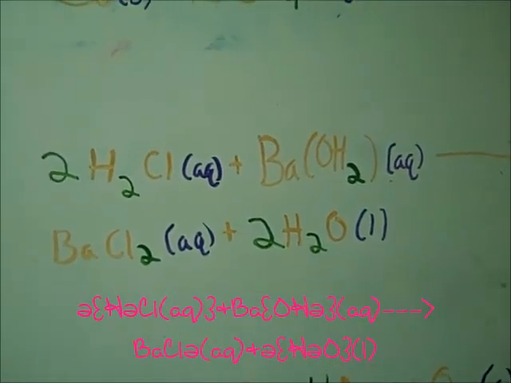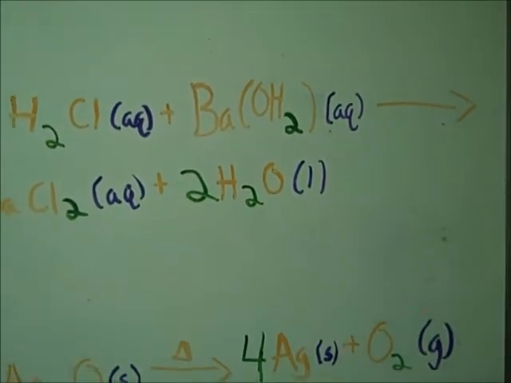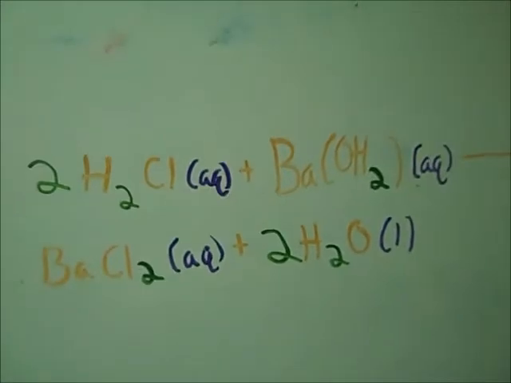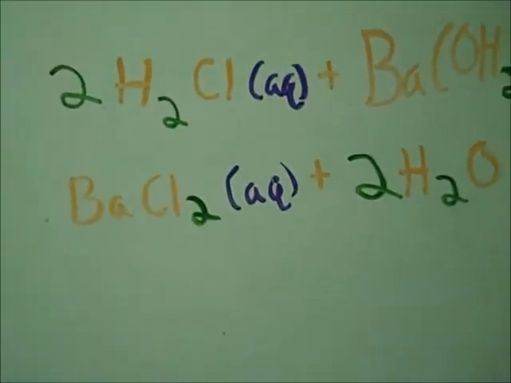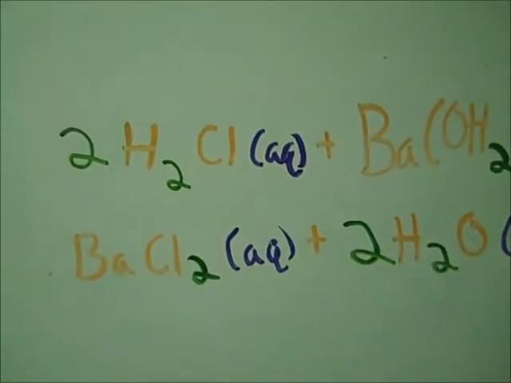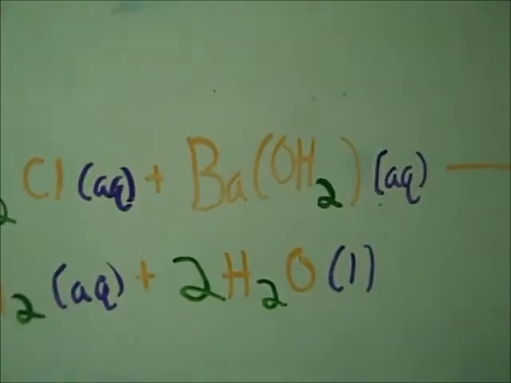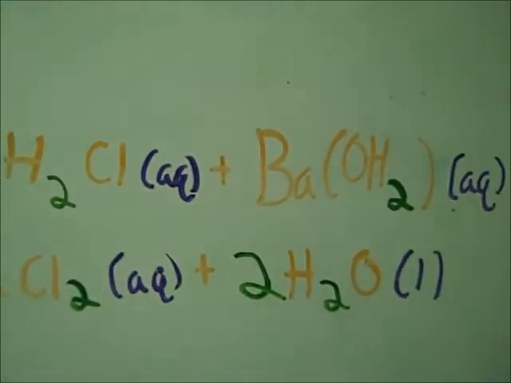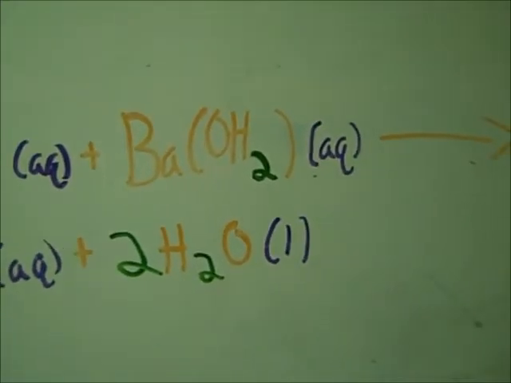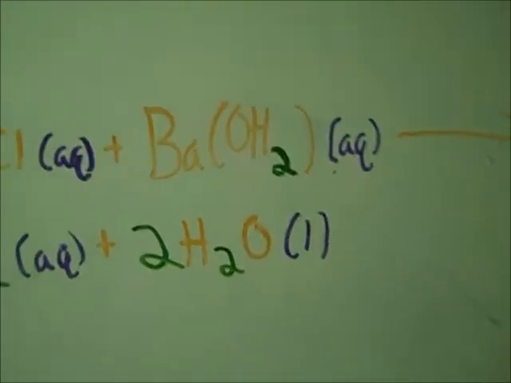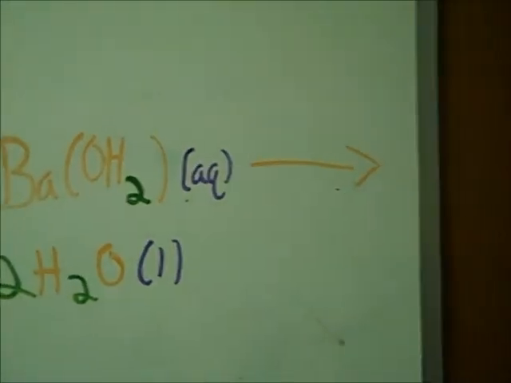Aqueous hydrogen chloride combines with aqueous barium hydroxide to produce aqueous barium chloride in liquid water. So 2HCl, there are 2 hydrogen atoms because it's diatomic, so it always travels together. And the AQ symbol means it's aqueous. Barium hydroxide. And because hydroxide is an ionic compound, it is in parentheses, and it's aqueous.